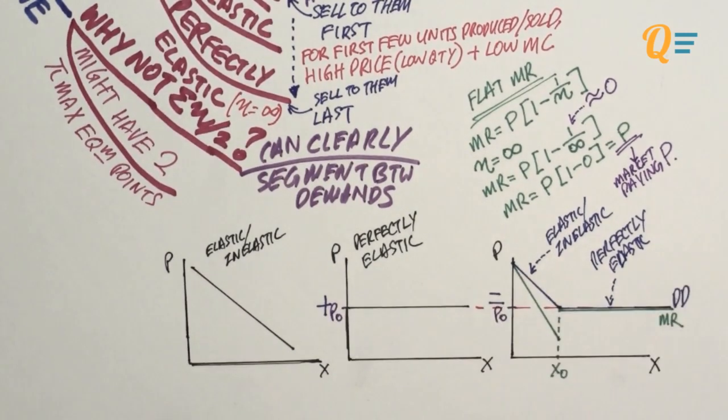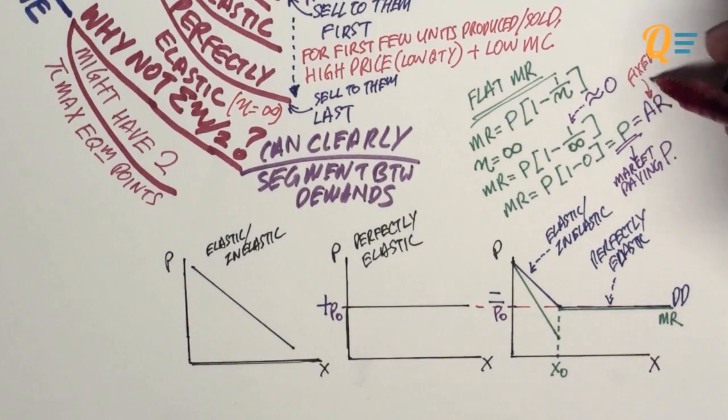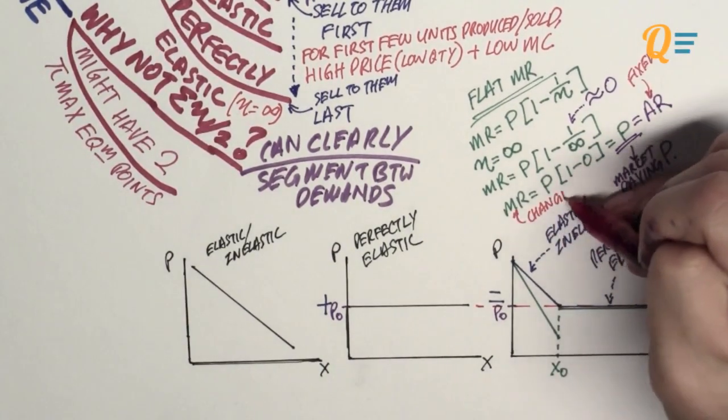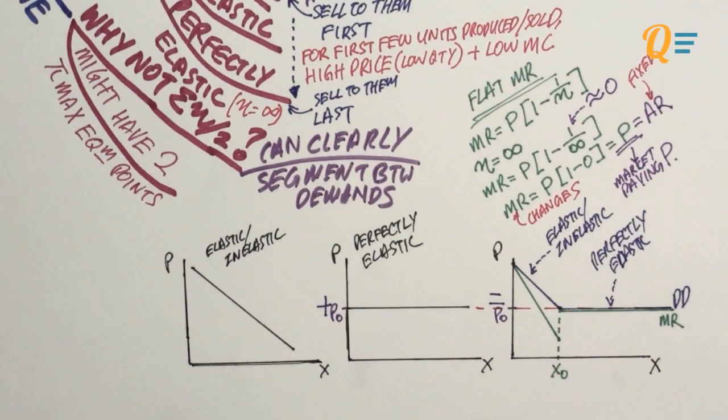Okay, so look at the perfectly elastic demand. If this is P naught, then the marginal revenue will be constant at P naught after the amount of X naught. Okay, because this is satisfying the perfectly elastic demand. And your price is also known as your average revenue. Think about it. The average revenue is a fixed amount that you earn, so is the price, right? Only the marginal revenue changes as you produce more.